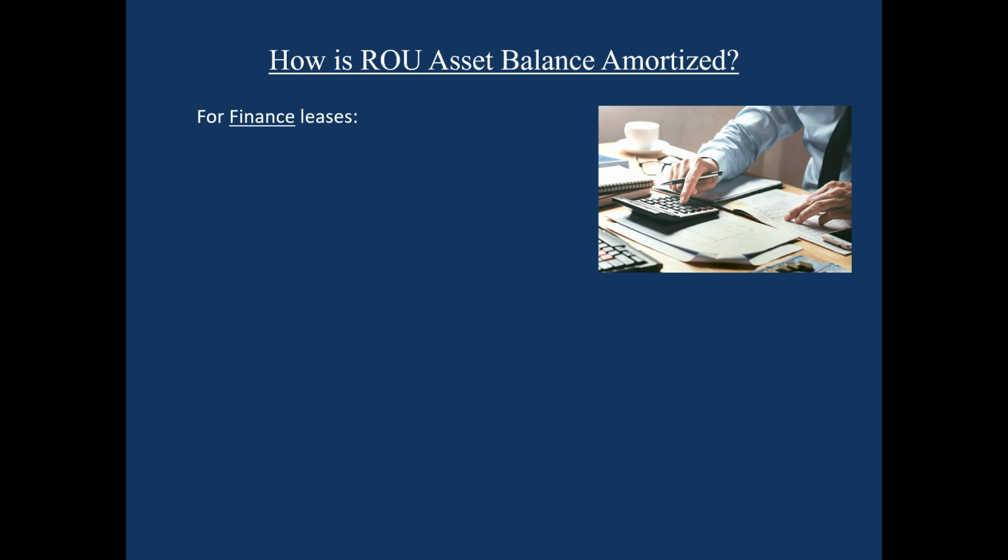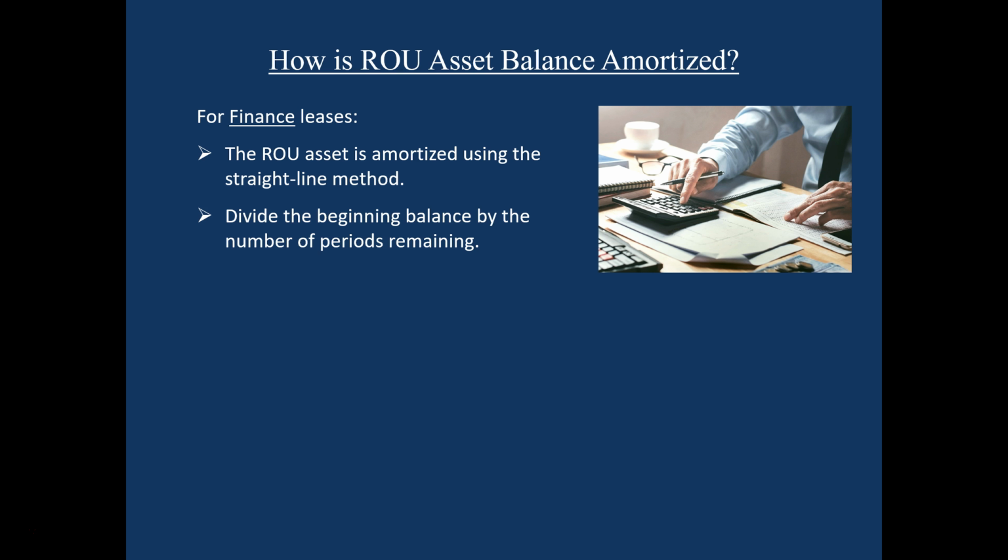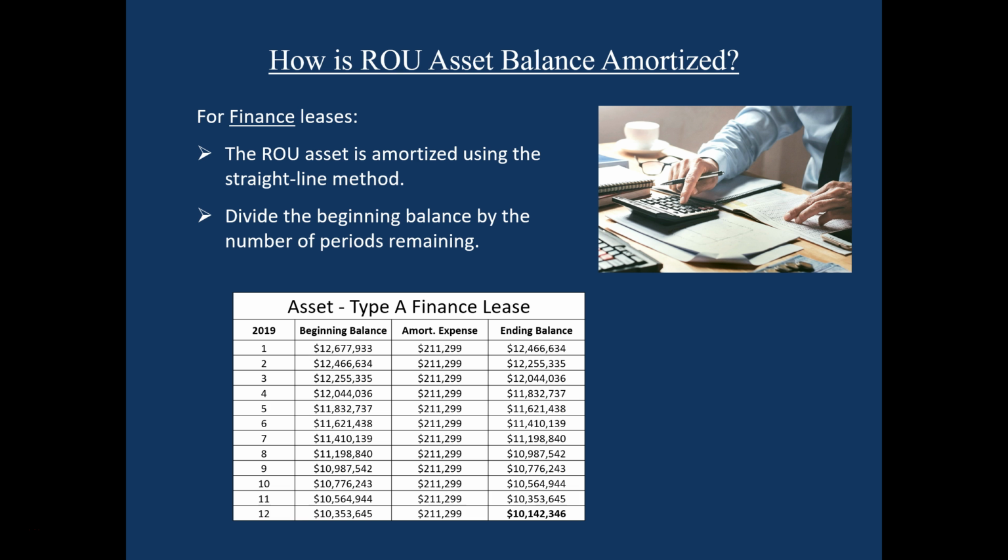We'll start with a finance lease, which is straightforward. The asset is amortized using the straight line method. The math on that is pretty darn simple. Just divide the beginning balance by the number of periods. Here's the amortization table for our example.